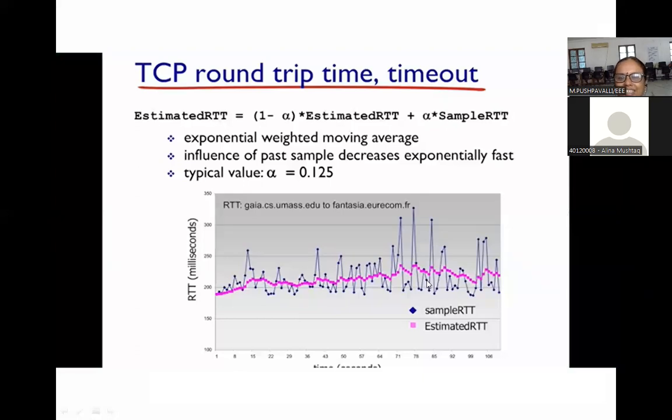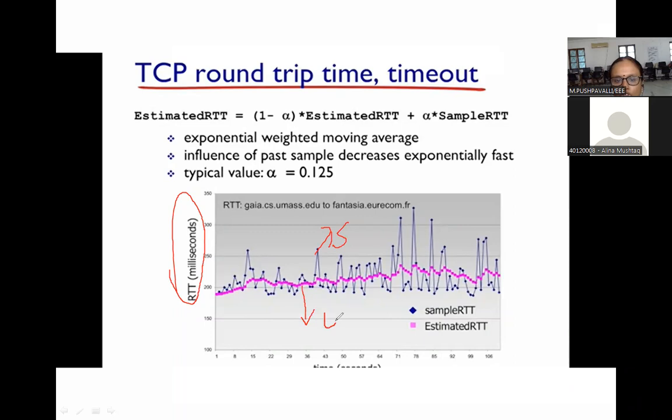Okay, so this is the TCP round trip time. You all see this, one of the important formulas: Estimated RTT = (1 - alpha) × Estimated RTT + alpha × Sample RTT. So assume this is my RTT. RTT will be in milliseconds, and below it the time is shown. The blue one is sample RTT and this one is estimated RTT.